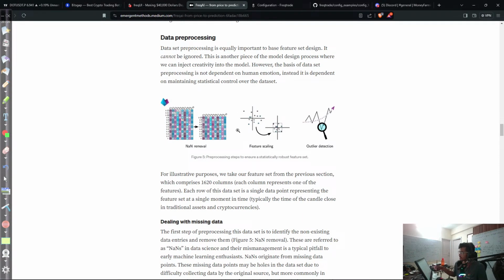So let's continue. Data pre-processing. Now we are moving to the meat part of it. Data set pre-processing is equally important to base feature set design. These two things are equally important.